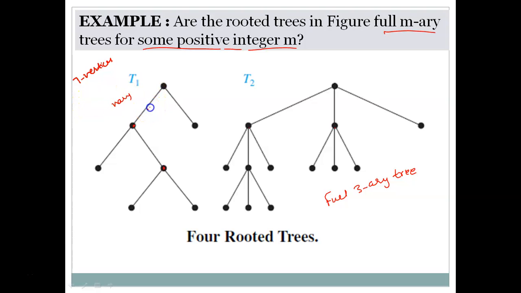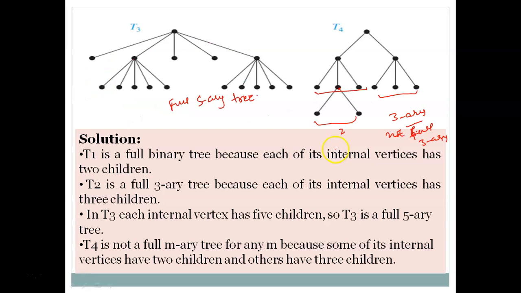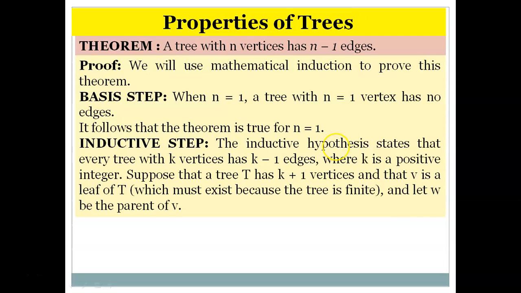So let us see how many edges there are. This is E1, this is E2, this is E3, this is E4, this is E5, and this is E6. So clearly there are 6 edges. It is obvious that in a tree the number of edges is 1 less than the number of vertices. The number of vertices is 7, so the number of edges is 6. Similarly, you can verify this fact in all the trees we have given here.